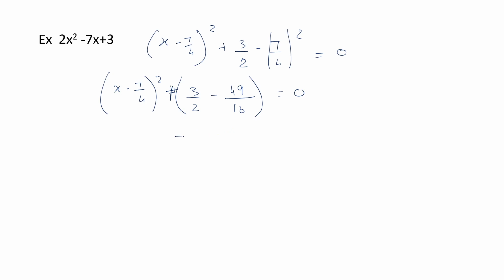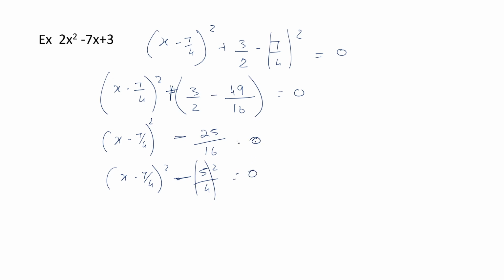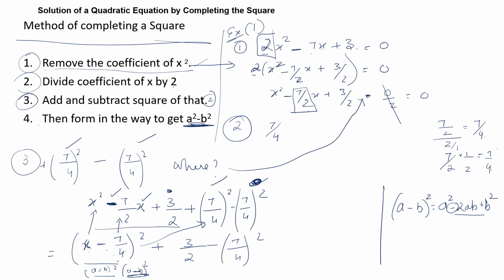So now if you solve this, you are getting minus 25 by 16, and here x minus 7 by 4 whole square. So x minus 7 by 4 whole square minus 5 square by 4 square, minus 5 by 4 whole square equal to 0. Is this okay? Is this clear? Now what you have achieved? You have achieved a square minus b square. So this is our fourth point.